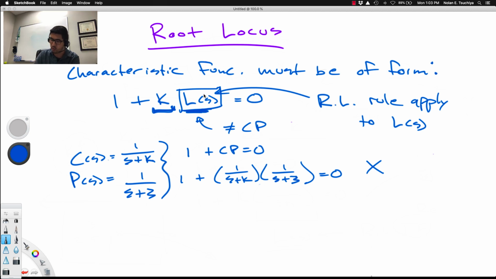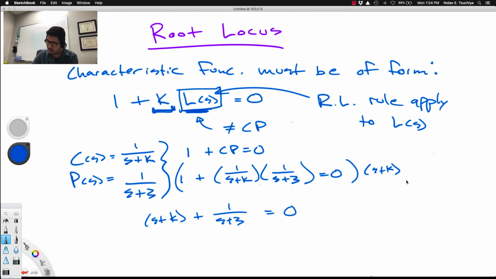So the way to do it in this case would be a little bit of algebraic manipulation. You can multiply both sides of this equation by s plus K, which gives you s plus K plus, and then they cancel here, so you're just left with 1 over s plus 3. And then the right hand side is still 0 because it's multiplying by 0.